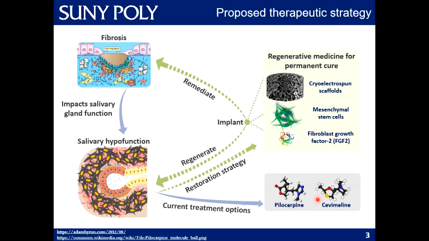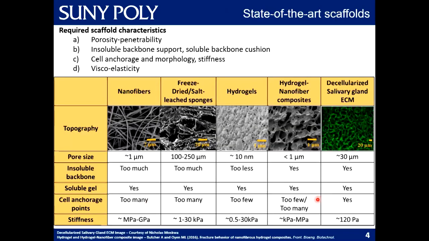And to fabricate that scaffold, you need a scaffold which has enough interconnected pores, with the pore sizes being in the range of about tens of microns, because cells are of the order of 10 to 20 microns. You would want the matrix to have both an insoluble backbone and a soluble cushion, so that the cells can lean on the insoluble backbone, but they also have this cushion that's supporting them. They should also have enough cell attachment sites, because if the cells do not attach to the matrix, then they would die. And it should have the right stiffness. It should be of the order of about 100 to 300 pascals.